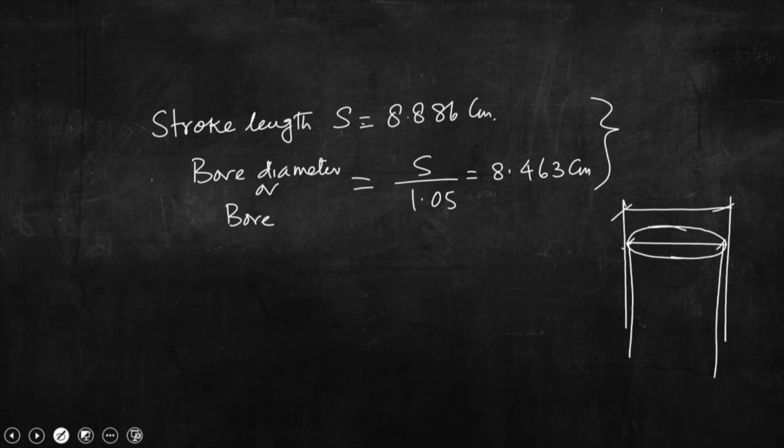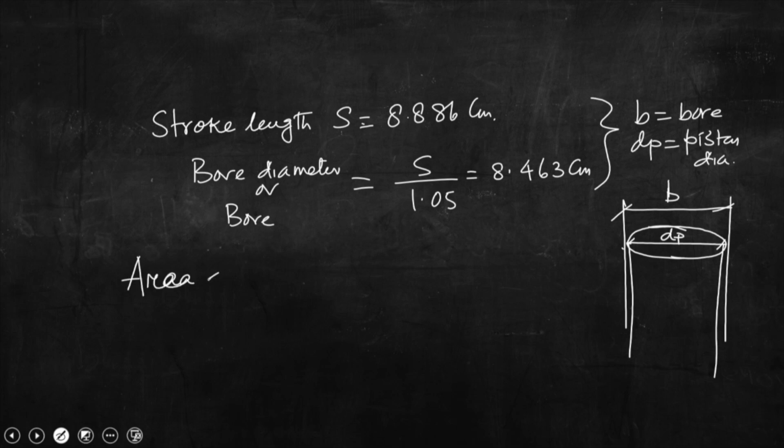So, this is bore B and this is piston diameter, so this is dP. B is bore, dP is piston diameter. So, bore is this. Now we can calculate, next is area of the piston face.